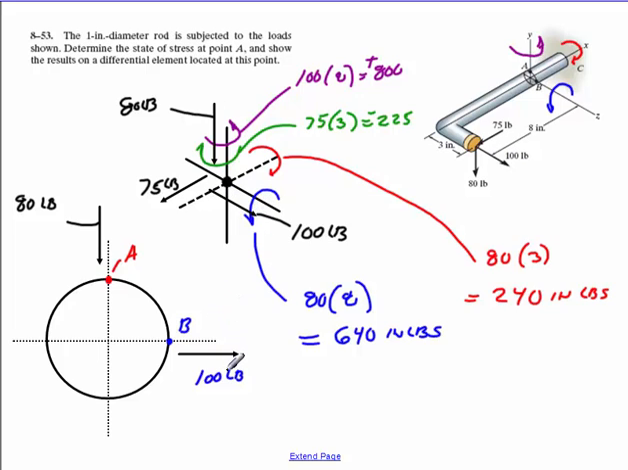So what I show here in this picture, this is with the cross section. If I look at A, I have 100 pounds coming across here causing shear. I have 80 pounds down here causing shear.